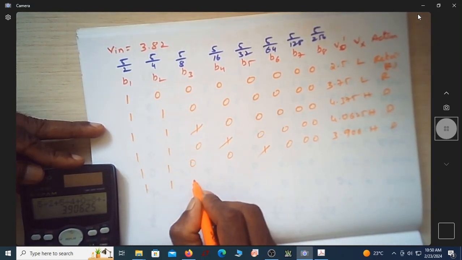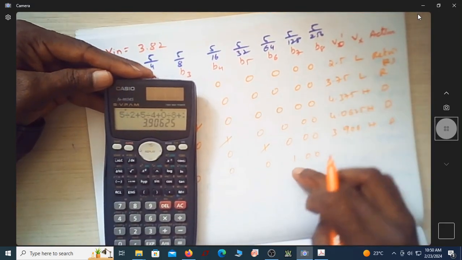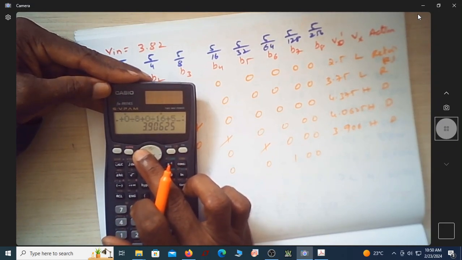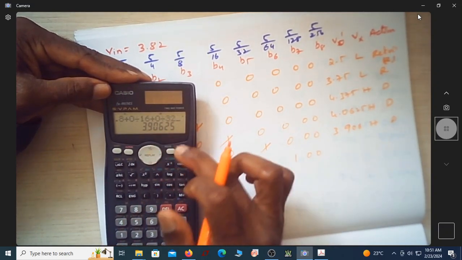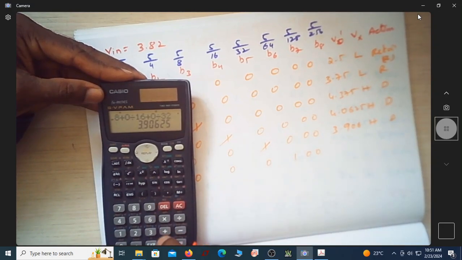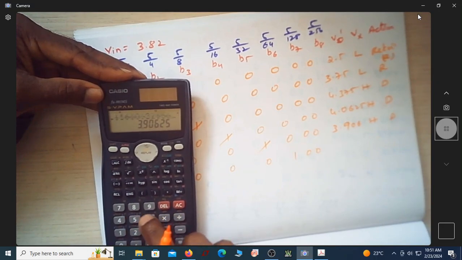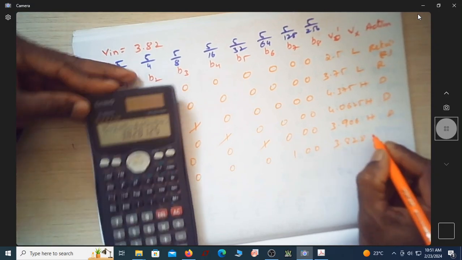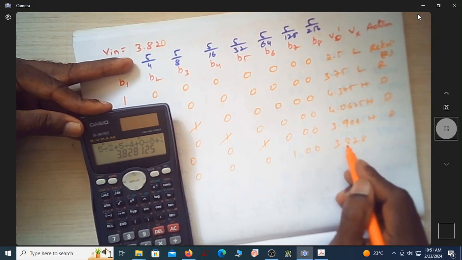Now it is 1 1 0 0 0 1 0 0. So I have to discard this 5 by 32. I'll make it 0 by 32. Now this will make our process easy. So plus of this is actually 5 by 64. 5 divided by 64. So it is actually 3.828. This is still greater than this. Actually 3.820, but this is now 3.828.